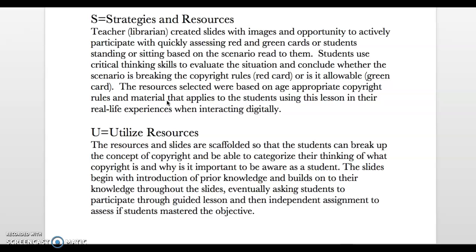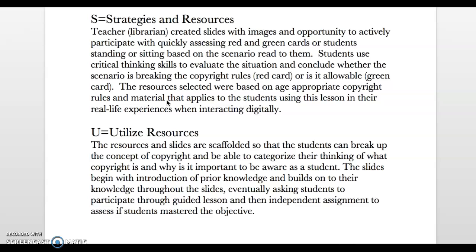The strategies and the resources. The teacher, which in this case is me, the librarian, created the slides with images and gave students the opportunity to actively participate, quickly assessing with red and green cards, or students standing or sitting based on the scenario read to them. Students use critical thinking skills to evaluate the situation and conclude whether the scenario is breaking the copyright rules, which is the red card, or is it allowable, green card.